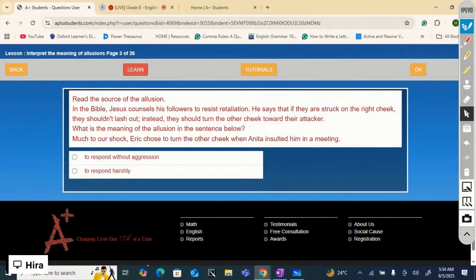Okay, so when you don't want to retaliate, when you want to resist retaliation, it means you will not respond with aggression. You will not respond harshly. So to turn the other cheek when Anita insulted him in a meeting means he responded without aggression.